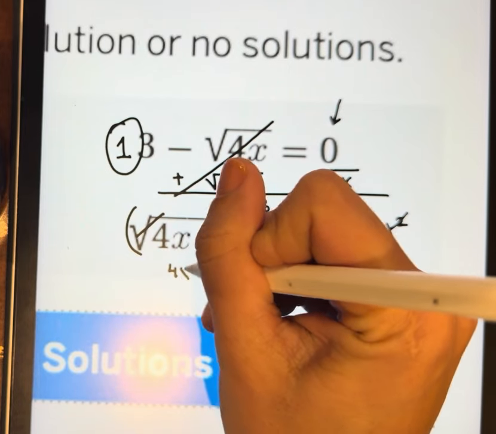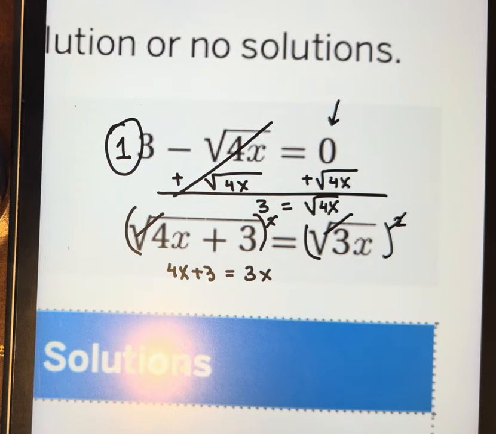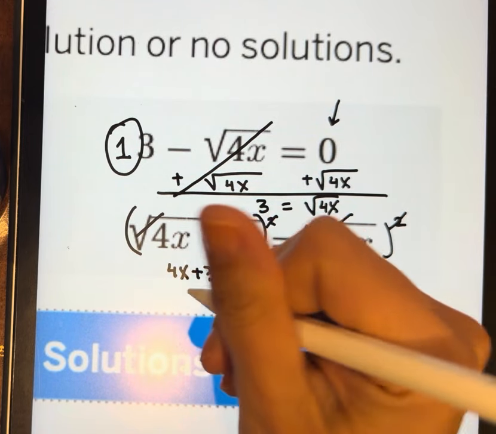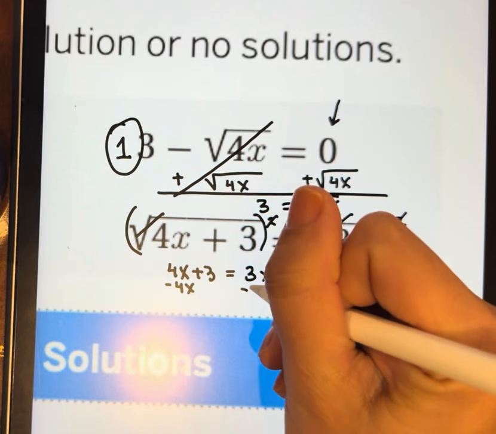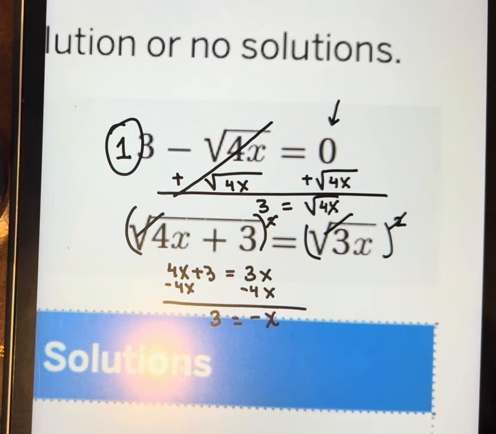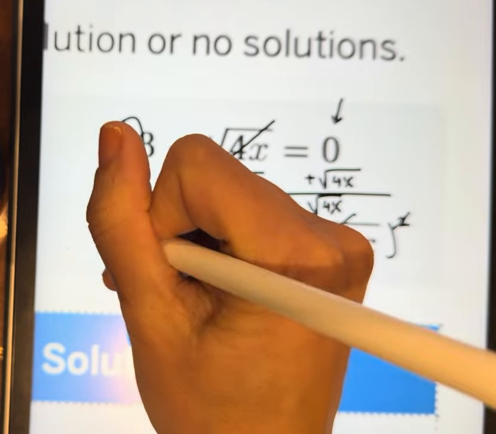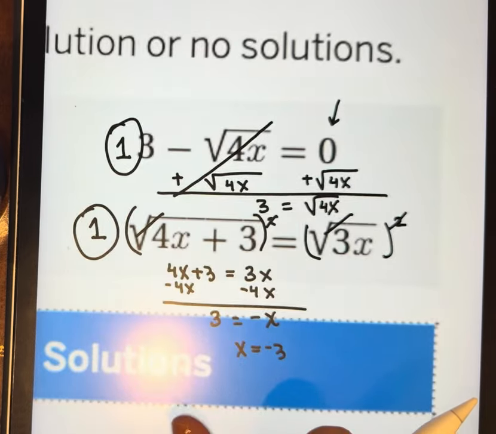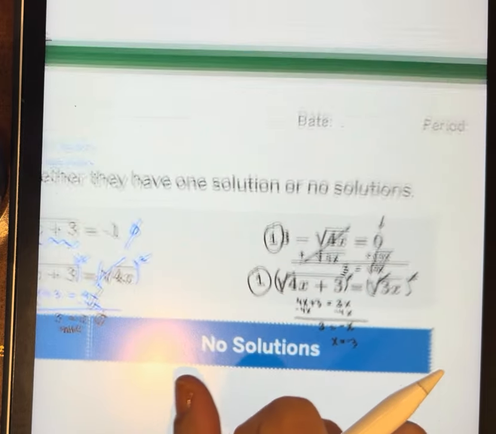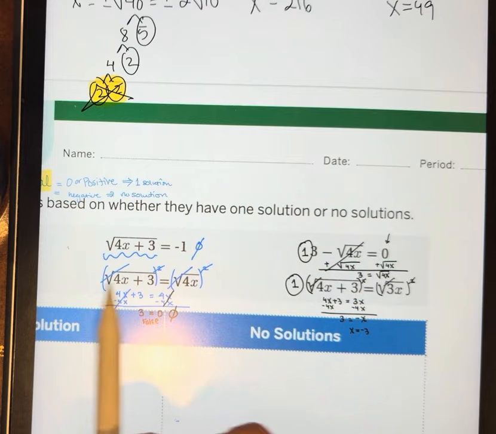And then I have 4x plus 3 equals 3x. Okay, this one is different. In this situation, I can subtract the 4x to get that 3 equals -x. This is a solvable situation, x equals -3. You don't have to solve it. You just have to notice that you can solve it. So there's one solution, okay? Different than this one, because this one is 4x and 4x, and they weren't going to equal.